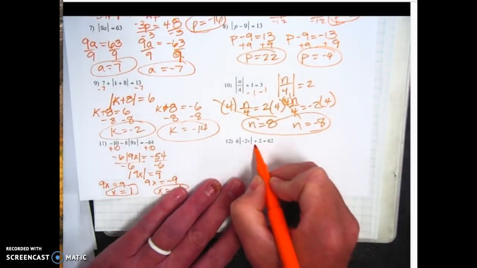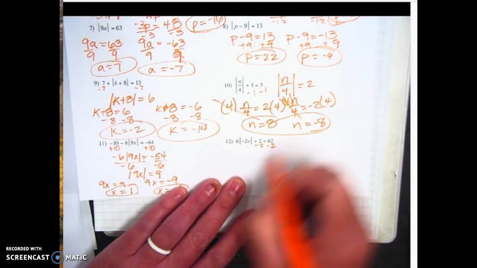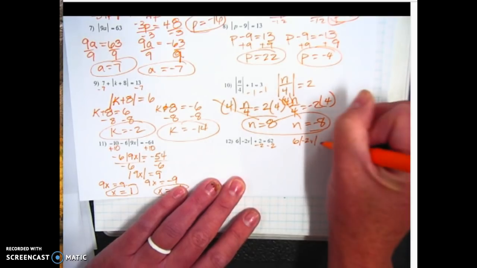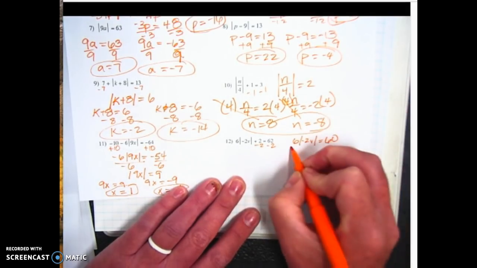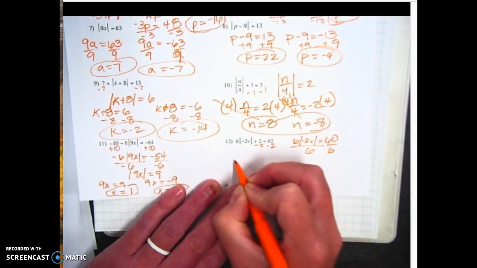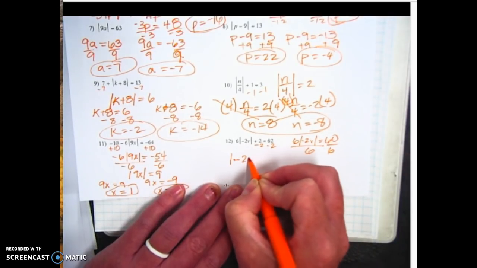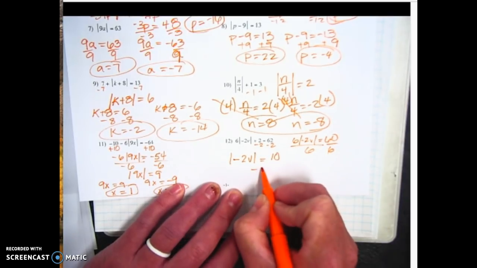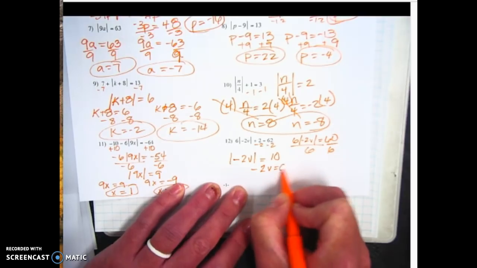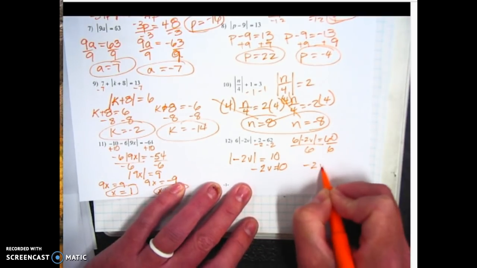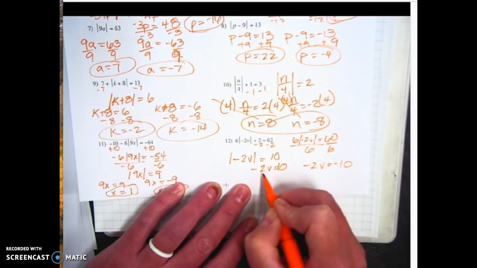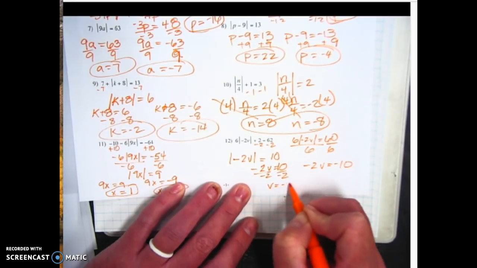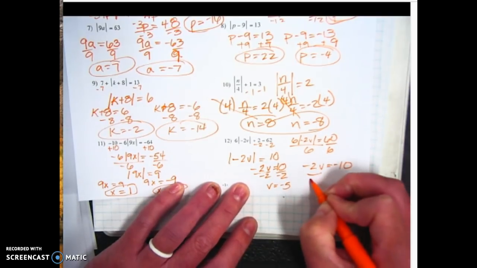All right, number 12, subtract 2 from both sides. So we have 6 times the absolute value of negative 2b equals 60. So when we divide by 6, we get 10. So the absolute value of negative 2b is equal to 10. And then our two equations are negative 2b equals 10 and negative 2b equals negative 10. So when we divide by negative 2, we get b equals negative 5. And over here we get positive 5.